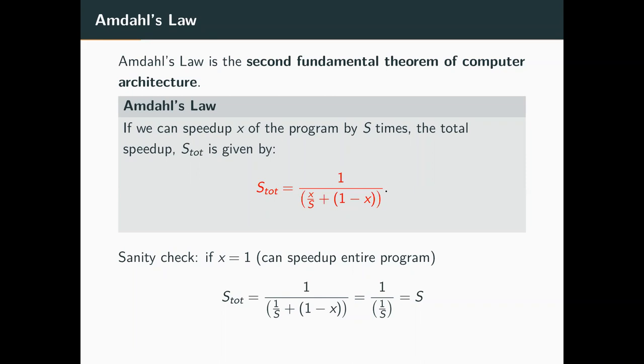So if x is the entire program, and we're able to speed that up by s times, that's going to be the total speedup, right? That's what we would expect out of this equation.